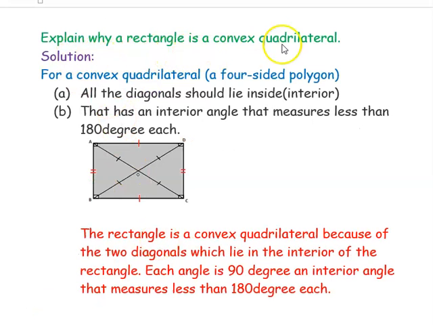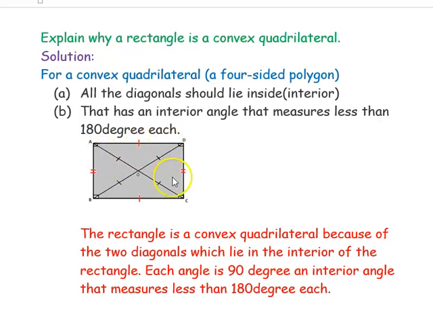Explain why a rectangle is a convex quadrilateral. Solution. A convex quadrilateral is a four-sided polygon. Convex means all the angles should lie inside the figure, and the diagonals also should be inside the figure, whatever the figure is. The next step to check whether it is convex is that each angle should be less than 180 degrees. So all the diagonals should lie inside and each angle should be less than 180 degrees.